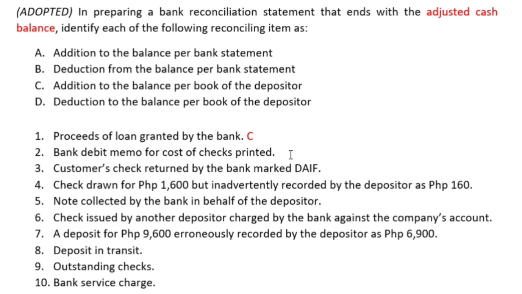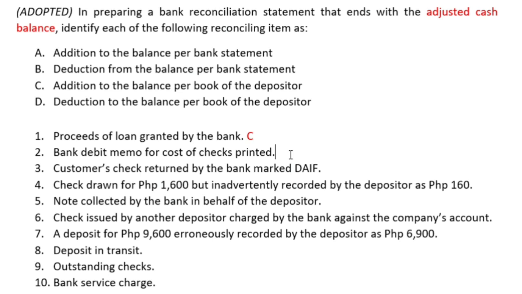Bank debit memo for cost of checks printed. Meron kang bank debit memo for the cost of checks printed. So, this is a cost on the part of the company, on the part of the depositor or kung sino man yung may-ari na yon, na debit ito doon sa record mo sa bank statement. Ibig sabihin ng na-debit, nabawas ito. Kasi pag kinikredit ito doon sa side ni bank, meron kang naidagdag na pera. Kaya nga pag may mga credit memo, addition yan doon sa bank statement mo. Pag debit memo, kabawasan. So binawas ito doon sa bank statement.